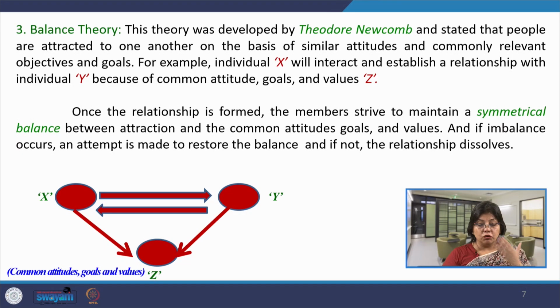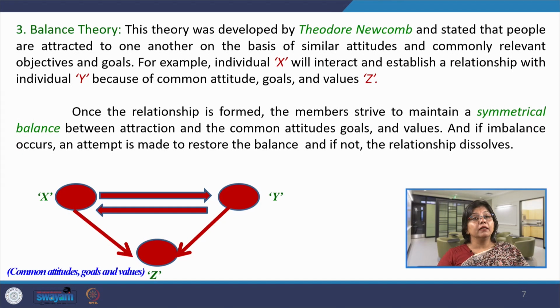For example, if we go to the diagram on this slide, X and Y are attracted to each other because they have common attitudes and goals, and because of common attitudes, goals and values, that is Z. Z is the common goal and values. So, X and Y are interacting with each other because they have a common goal, that is Z, and that tends to establish a relationship. Now, as soon as the common goal and attitudes are identified between two or more people, they tend to maintain a symmetrical balance, and there is attraction.